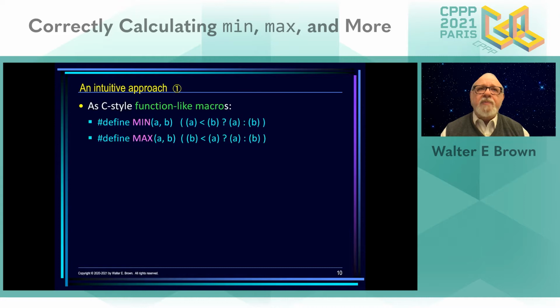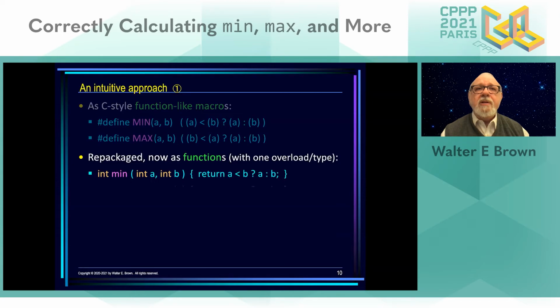An intuitive approach might say, let's write min and max as function-like macros in the C style using pound define. And it would look more or less like this. But those of us in the C++ world don't particularly care for macros. We prefer functions. So we can repackage min and max as functions. But now, of course, we're going to need one overload for every possible type. Here I'm showing min and max for int, but we would want to have min and max for float and for double, and perhaps for character, and perhaps for standard string, and so on.